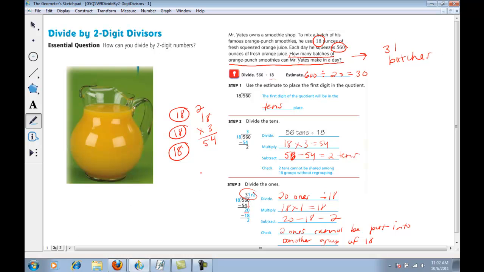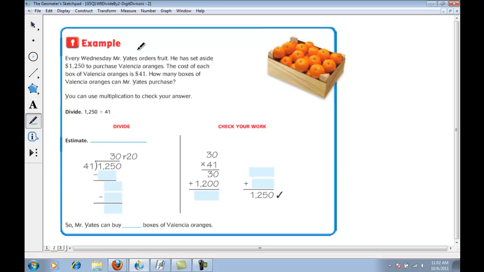All right, let's look at another one. Every Wednesday, Mr. Yates orders fruit. He has set aside $1,250 to purchase Valencia oranges. The cost of each box of Valencia oranges is $41. How many boxes of Valencia oranges can Mr. Yates purchase? So let's underline our question here. We want to know how many boxes he can purchase.